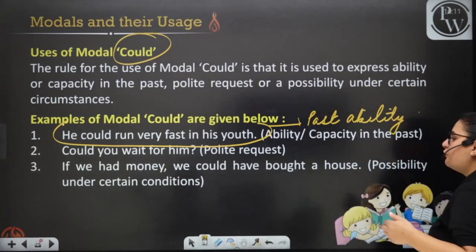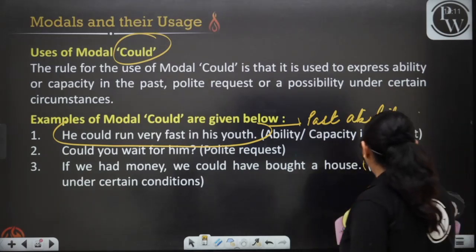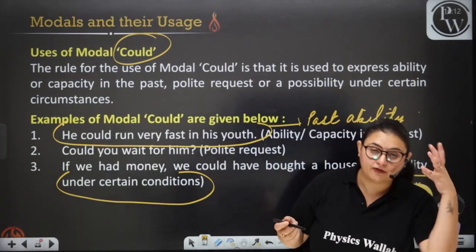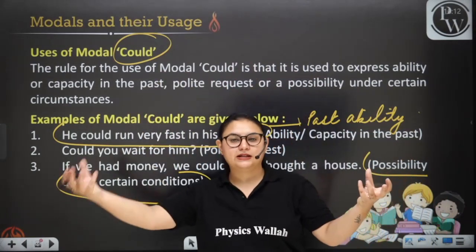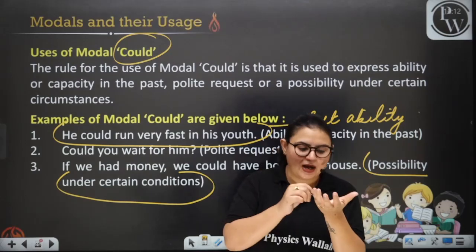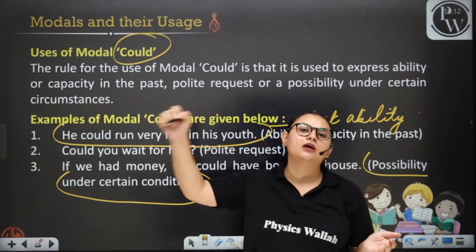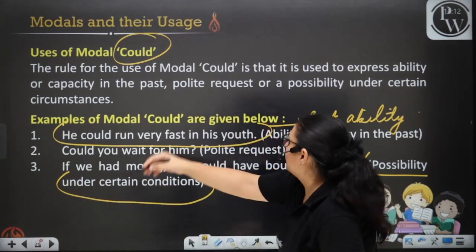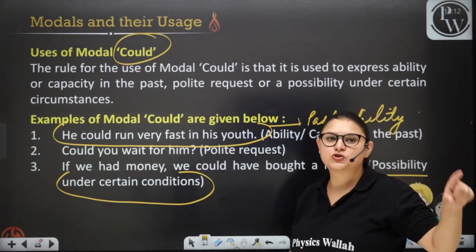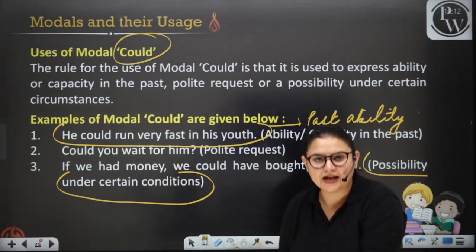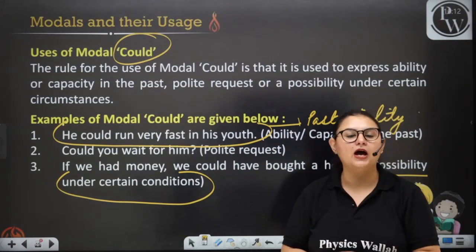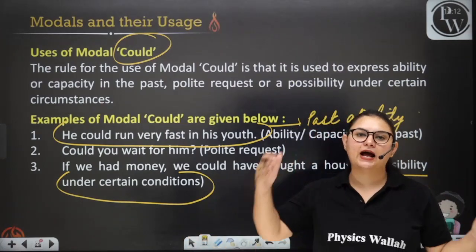If we had money, we could have bought a house. Now, this is possibility under certain conditions. If one condition is fulfilled, only in that case, the other condition will be done. First of all, you have to deal with the first condition. Then only there is a possibility of the other thing happening. If we had money, then only we could have bought a house. First of all, you need to have money. Then only you will be able to buy a house. Then in that case, we use could. Okay. I hope you've understood the difference between can and could.